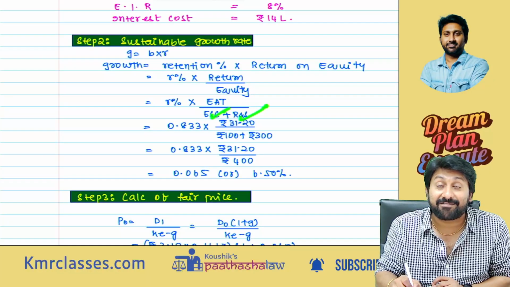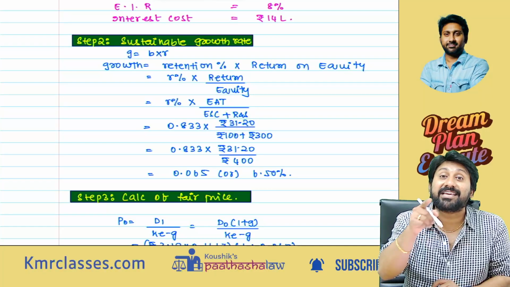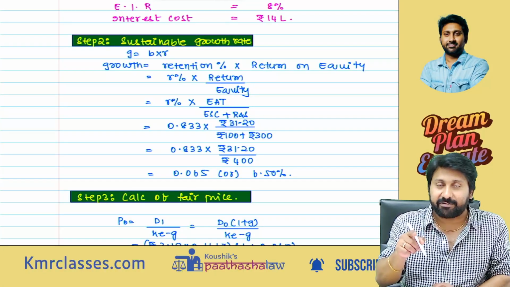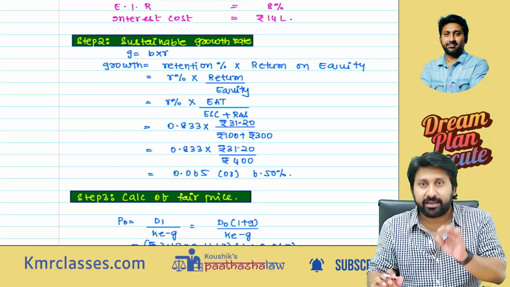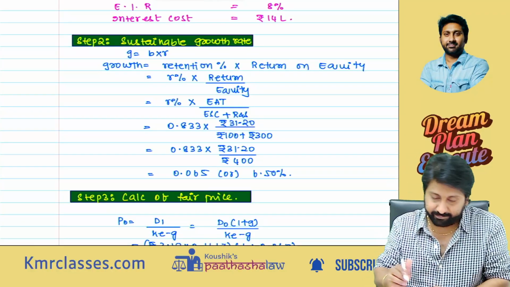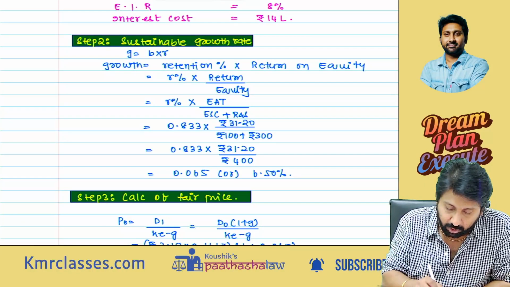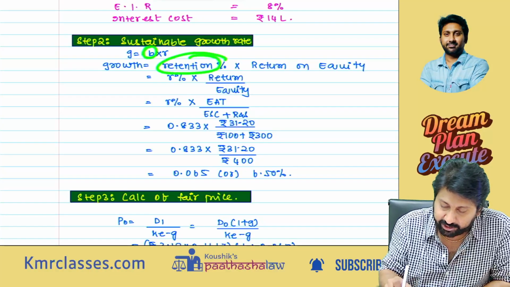That's why book value is also called equity. Book value per share is also called equity per share, not equity share per share. Growth is B into R, retention proportion into return on equity.